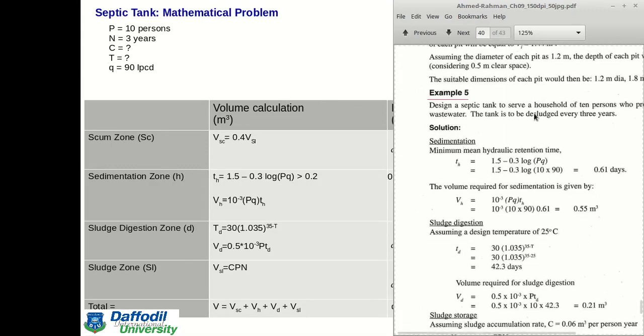And the third one is the tank is to be dislodged every 3 years. So the design life is 3 years. So if we look carefully at the formulas, you can see we need C and T, which are not given in this question. So first we have to find out what should be the C and what should we consider as T.